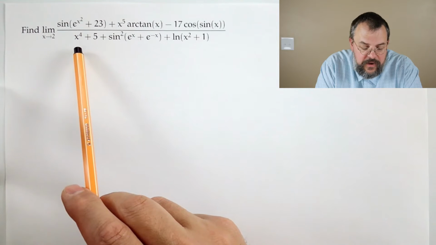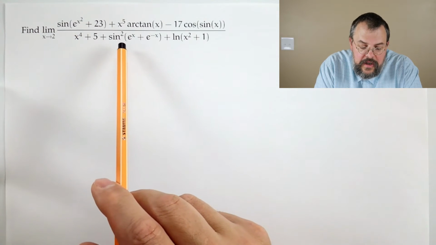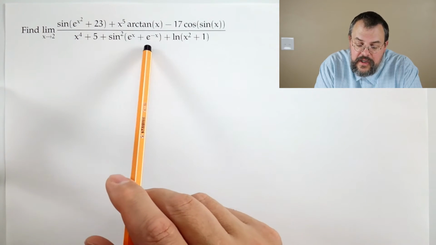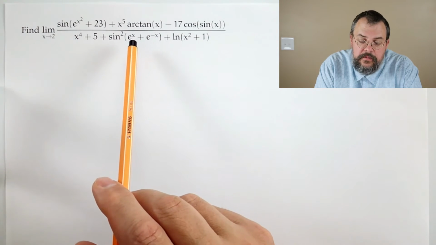Downstairs, x to the fourth, that's fantastic, 5, loving it. Sine squared of e to the x plus e to the negative x. Well, e to the x plus e to the negative x, both of these are continuous functions. Add them together, yep. Plug it into sine squared, good to go.